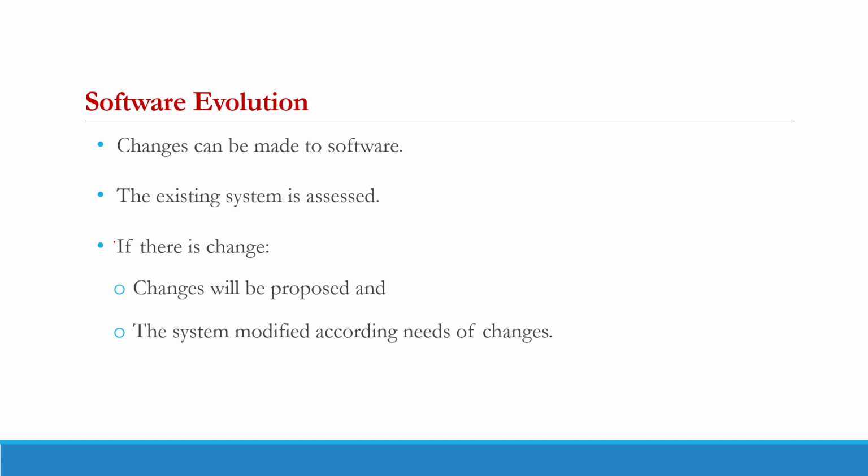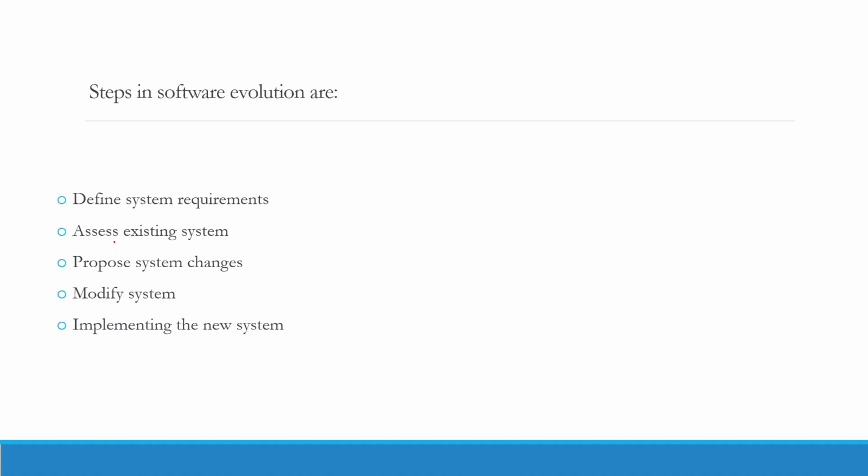The existing system is assessed. If a change is proposed, the system is modified according to the needs of the change. This is the last software process element: software evolution is the last part of the software process. Change is always inevitable, because the customer will have new requirements, so we have to incorporate them. Maybe the customer needs new features, so we have to update it. Maybe there are some failures, so we have to repair the software as well. In this case, we have to follow these steps.